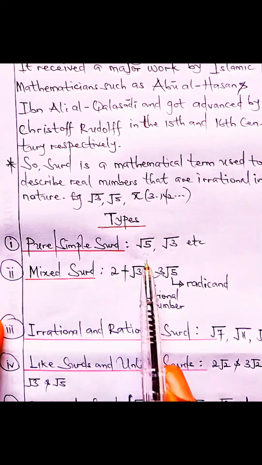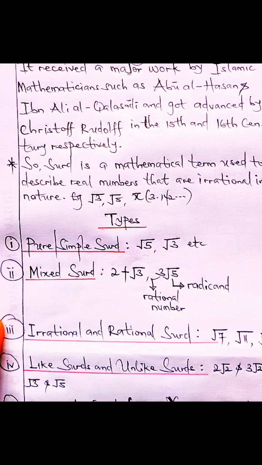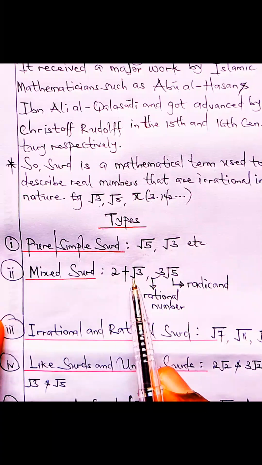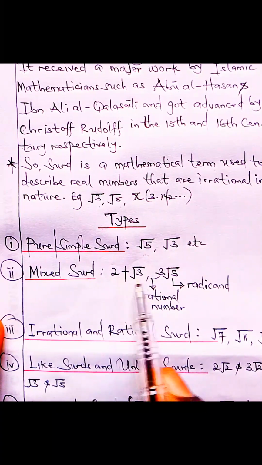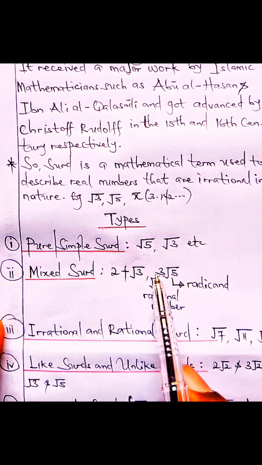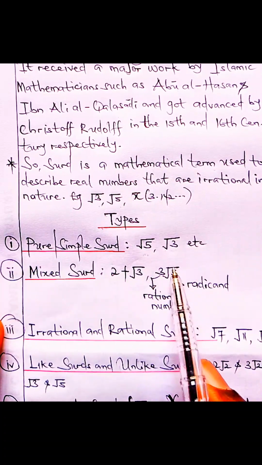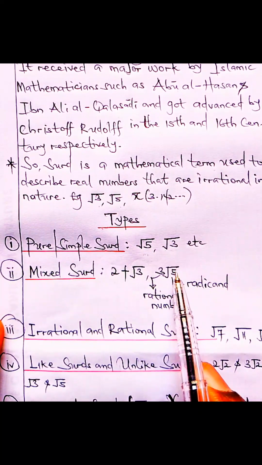Don't forget that irrational numbers are numbers that have non-recurring decimals and you can't easily put them in the form of a simple fraction. So 2 plus square root of 3 is irrational, or it could even be 2 root 3. Look at this, 3 root 5. The 3 is a rational number, while the root 5, called the radicand, is the irrational one.